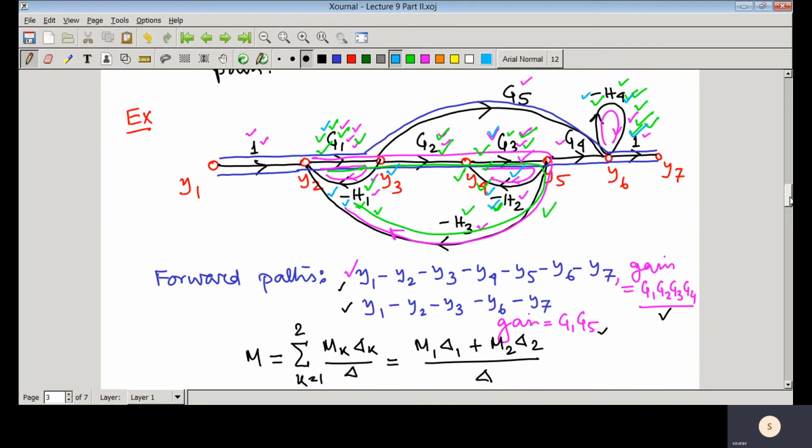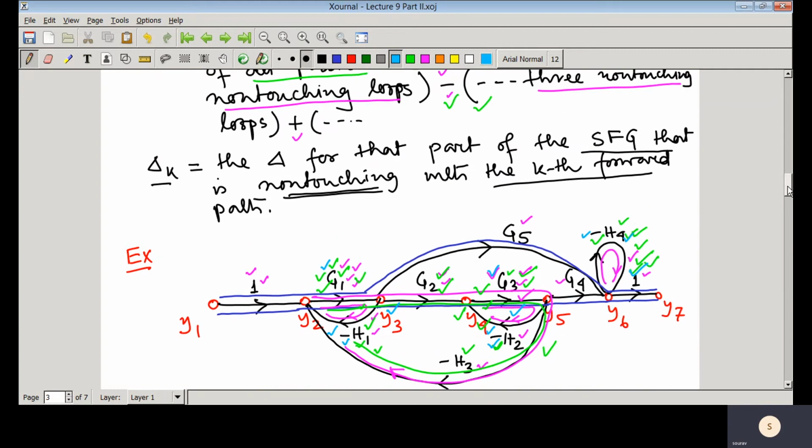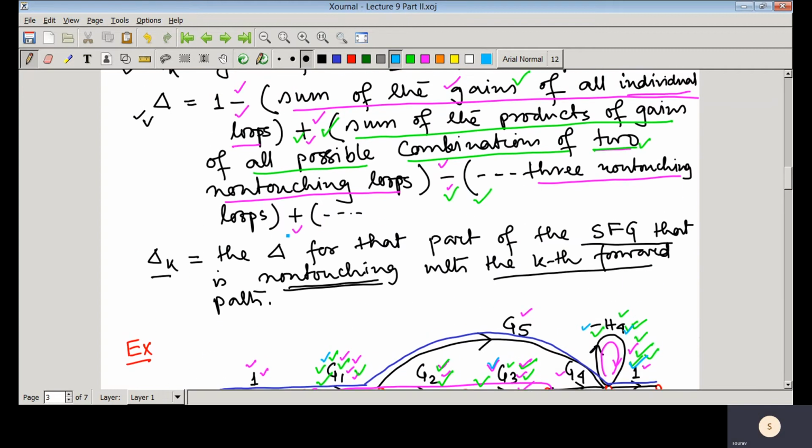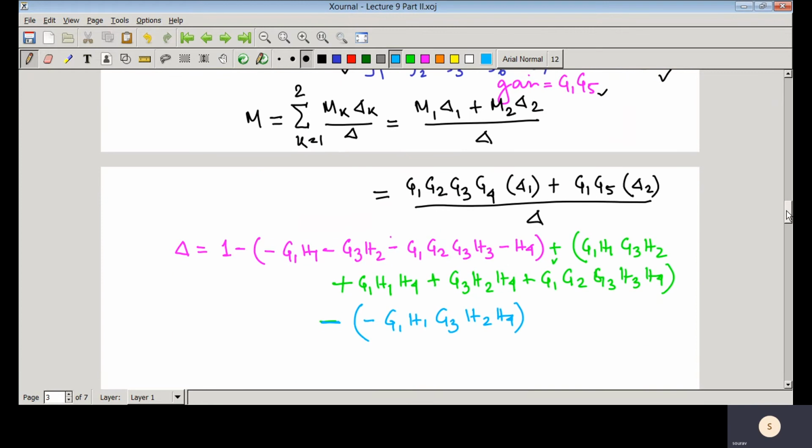As there are only 4 loops, we cannot have 4 non-touching loops, so we can stop here, because you can have only 3 non-touching loops in this particular signal flow graph. You do not have 4 non-touching loops, so delta ends here. So this is the expression for delta.